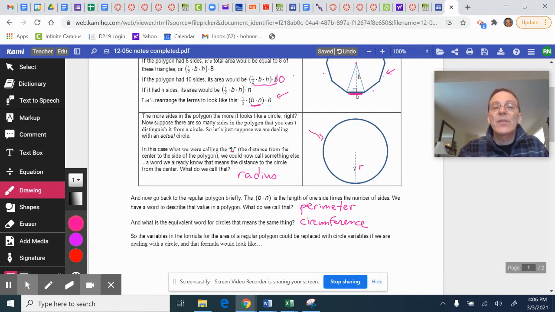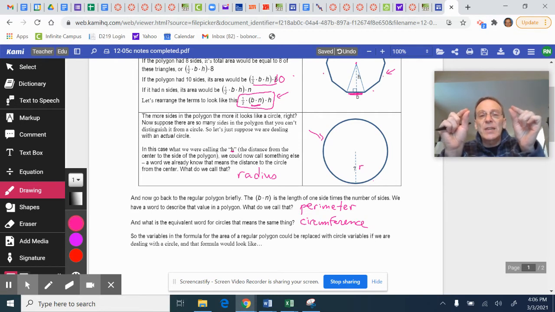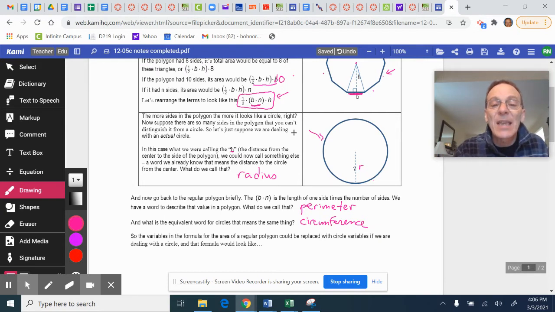So if we take this area of a regular polygon formula, and we just keep increasing the number of sides in the polygon, more and more sides, getting smaller and smaller until the thing is indistinguishable from a circle, then we can call the b times n, which is the perimeter of the polygon, the circumference of the circle, and we can call the h, which is the height of each little triangle, the radius of the circle. And so here's a formula for the area of a circle.